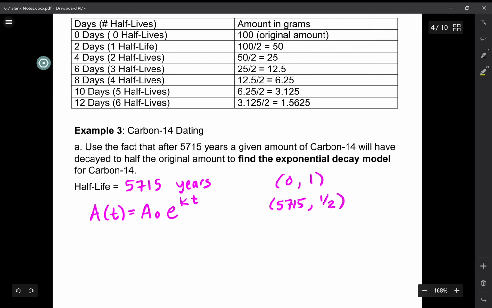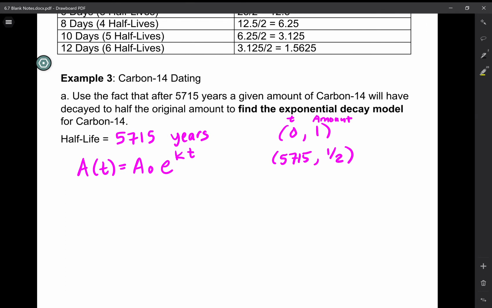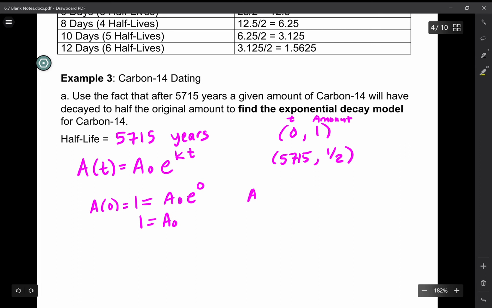Remember, my first value is my time, and my second value is my amount. And these are my two values. I'm just saying one. You could say 10, you could say 100, and then adjust the next one to be 5 or 50. But I'm going to say my amount is one whole unit, and that means that I will have a half unit 5,715 years later. To find my model for exponential decay for carbon-14, if we plug in 0, that means A of 0 equals 1 equals A sub 0 e to the 0. And remember, I told you guys we didn't have to do this anymore. I lied. A sub 0 equals 1, right? So now we know that A of t equals 1 e to the kt. So we don't even have to write that 1 there anymore. That's why I picked 1.